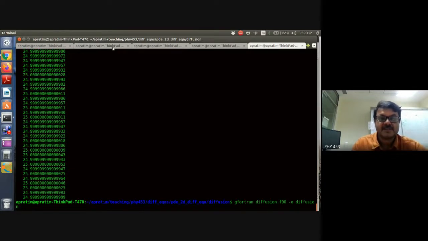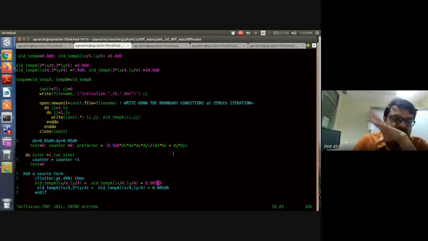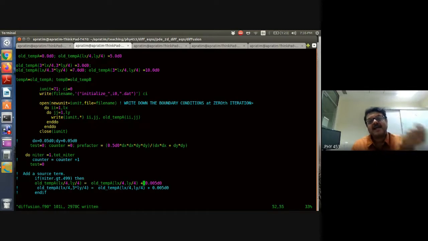So all that I've done here, just to give you the idea, is that the normal diffusion process is going on. But as the number of iterations goes on, I'm updating old temp A, because old temp A is being used to calculate temp A. I'm updating that and adding a small amount of liquid density, the density of the fluid, at only a local point in space. Of course, I could have added it to multiple spaces, or somewhere else as well.